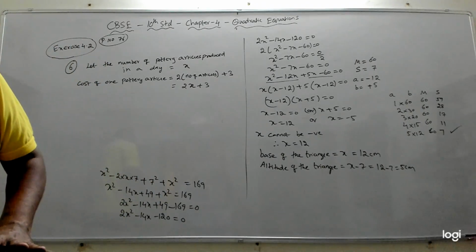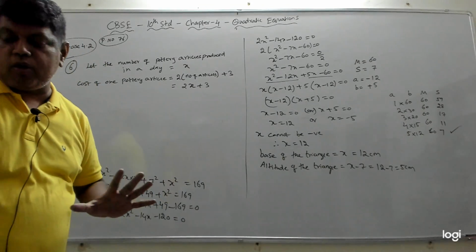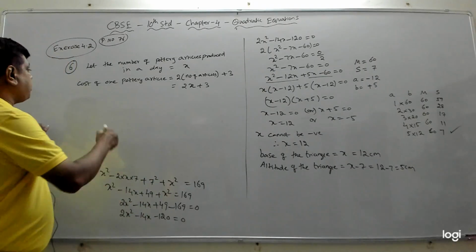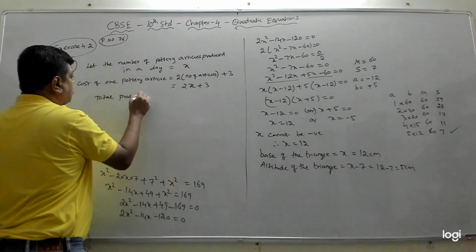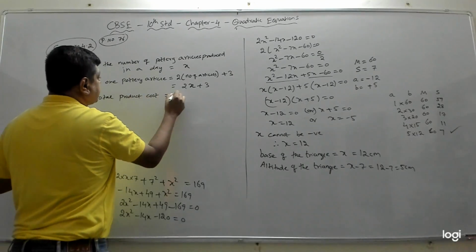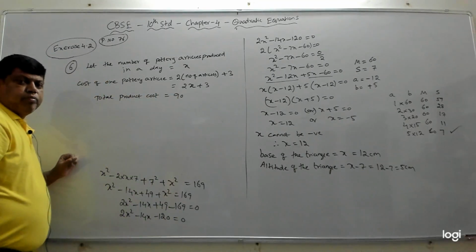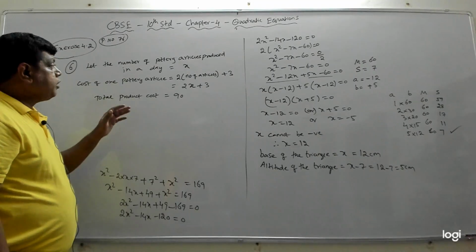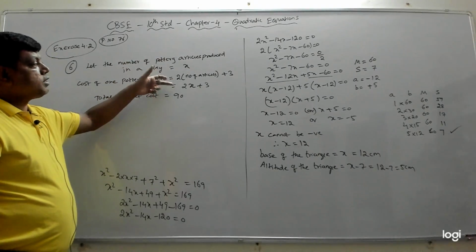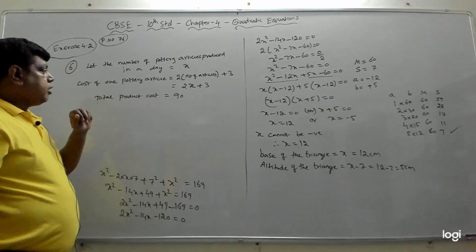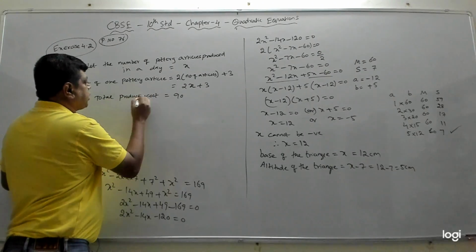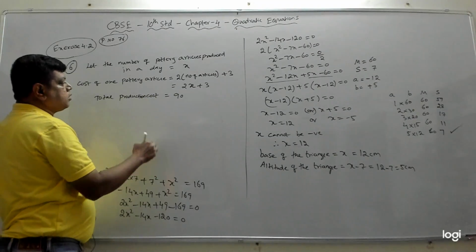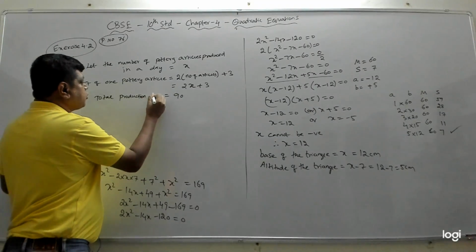Now it says that the total cost of production was 90. So total production cost was given as 90 rupees. Now we need to find the number of articles produced and the cost of each article. Now what is the total production cost?